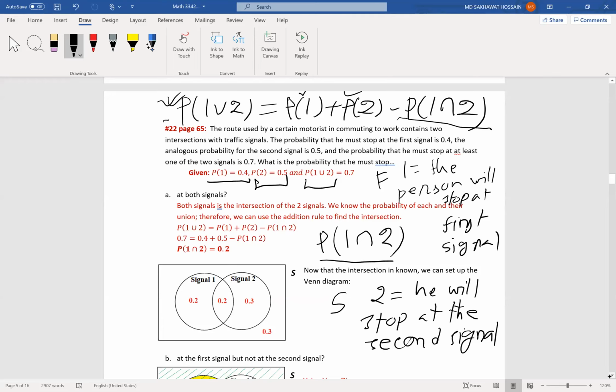If you just plug in all the numbers and solve for the probability of 1 intersection 2, you will get the result. So the probability of 1 union 2 is 0.7, the probability of 1 is 0.4 and the probability of 2 is 0.5. And we have to find this one. So you just solve this equation for the probability of 1 intersection 2, and finally you will have 0.2. So this is the probability that the motorist will stop at both signals.